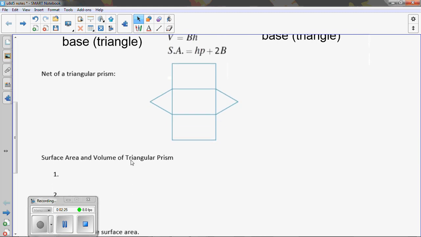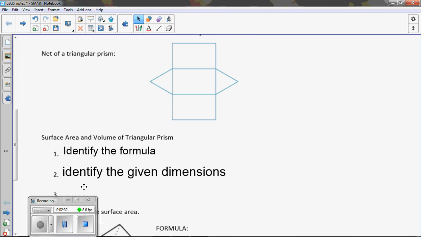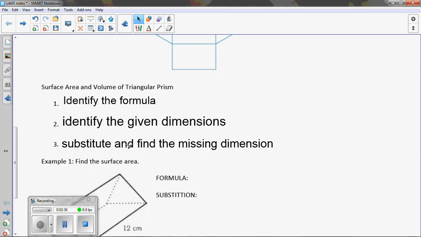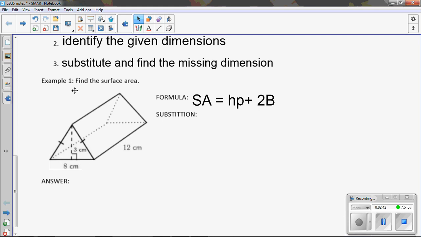Okay? So to find surface area and volume of a triangular prism, you identify the formula, you identify the given dimensions, and then you substitute them in and find the missing dimension. Okay? So we'll go ahead and try this example. So let's find the surface area.